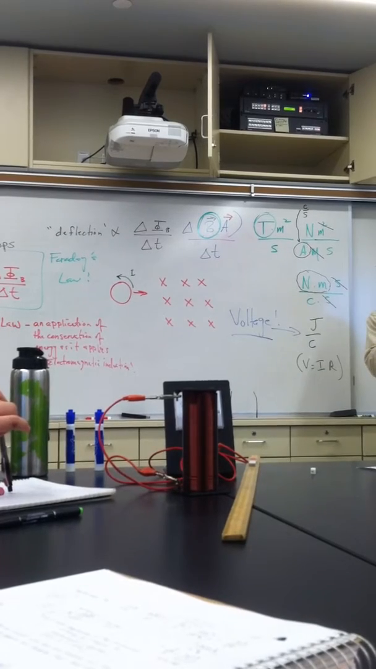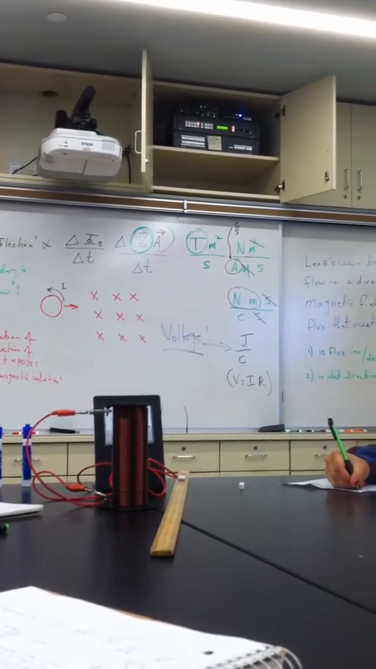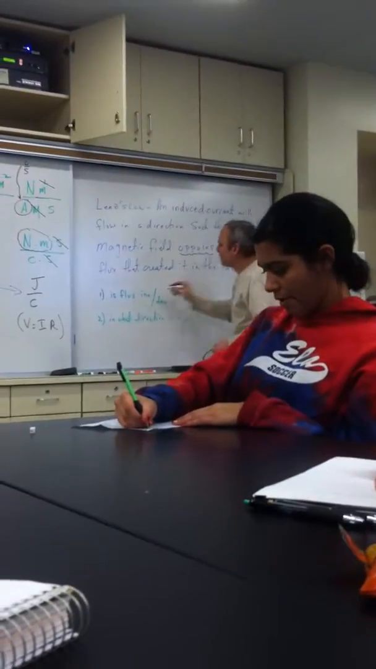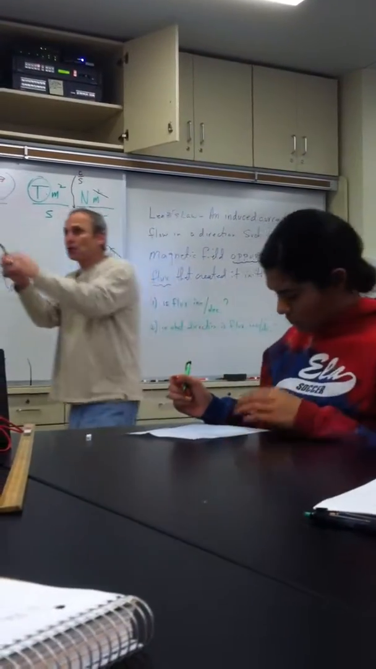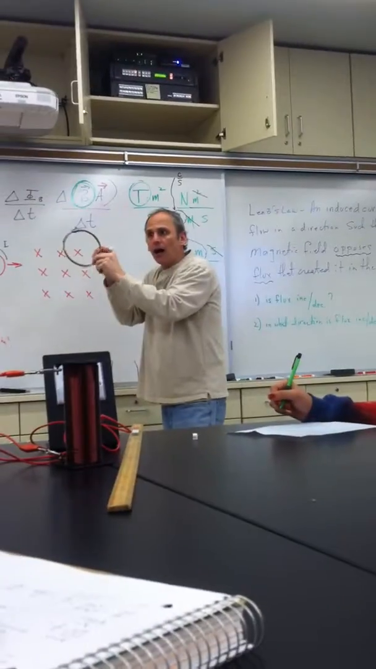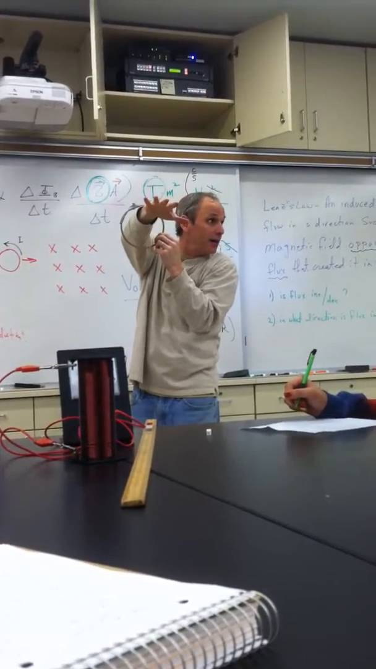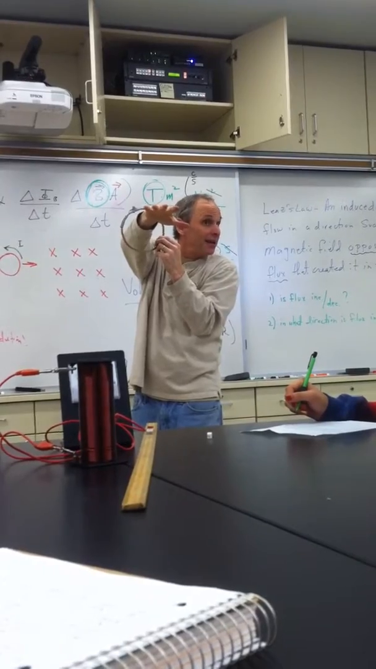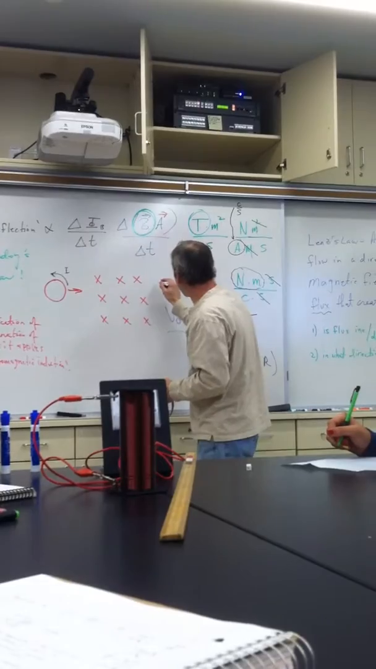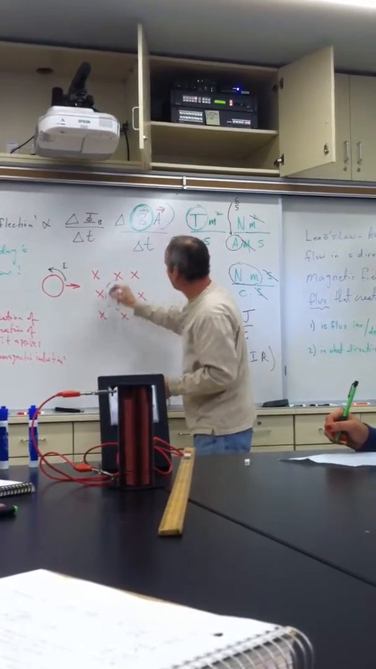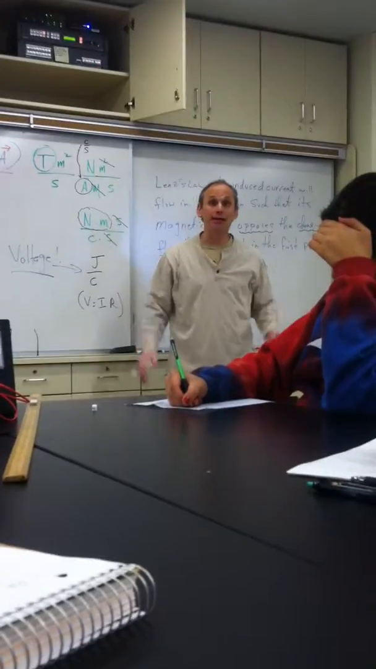Watch this now. This is key. The whole key to this is opposing the changing flux. Opposing the change. Look what we did there. Flux was increasing this way. I want to oppose that by increasing it the other direction. Right? Now look. If I continue this now so that the loop is now fully in the field, there's no changing flux, there's no induced current, there's no induced magnetic field.